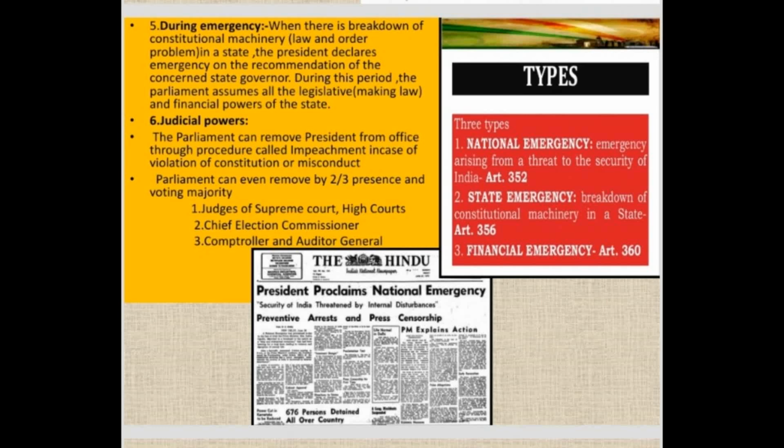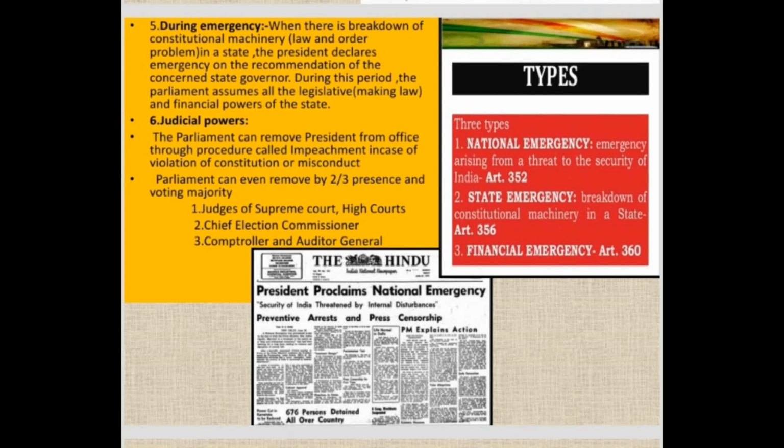You might know the Supreme Court and High Court judges and the Chief Election Commissioner, but who is this Comptroller and Auditor General? The Comptroller and Auditor General is a constitutional post which was created by our constitution makers to audit all the accounts of the state and central governments. That means the expenditure made by the central and state governments in the form of budget allocations, all such things will be audited by the Comptroller and Auditor General.